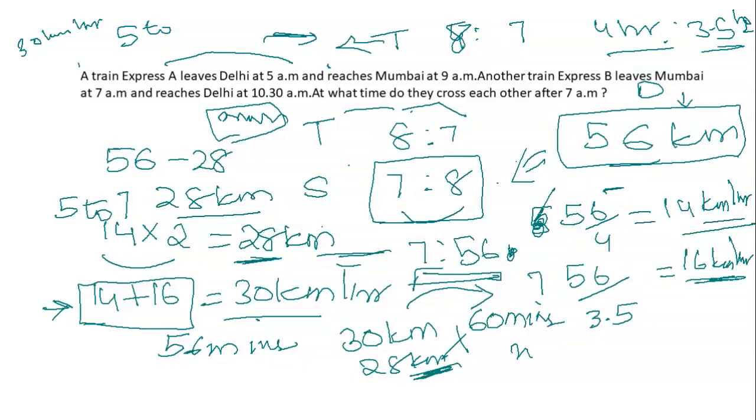Clear? So 28 kilometers, it takes how many minutes? For 30 kilometers, it takes 60 minutes. Then for 28 kilometers, it takes 56 minutes. That's your answer. Okay, clear? Next question.